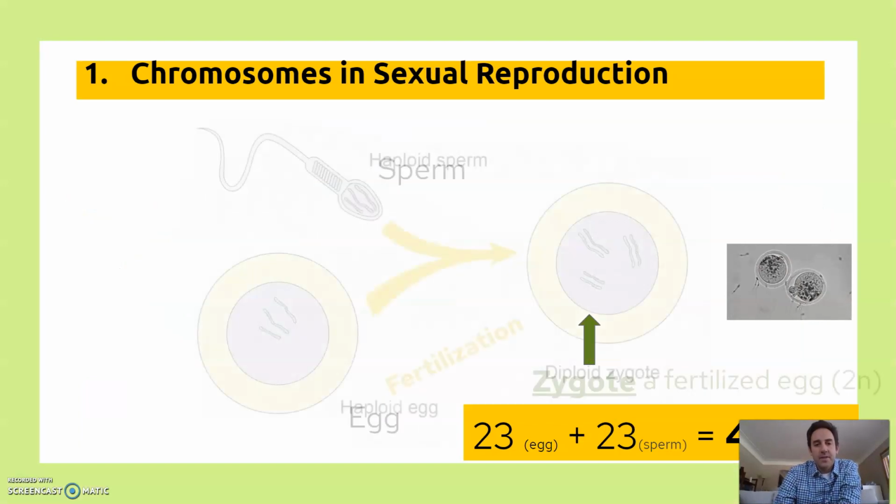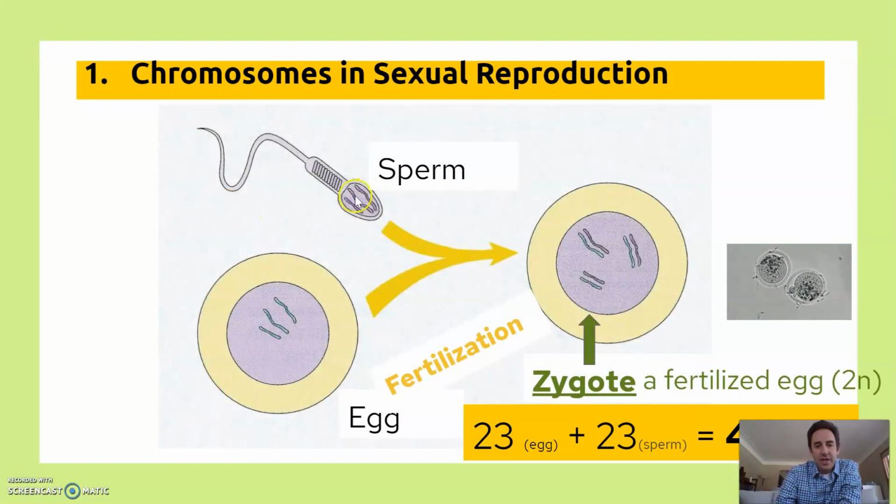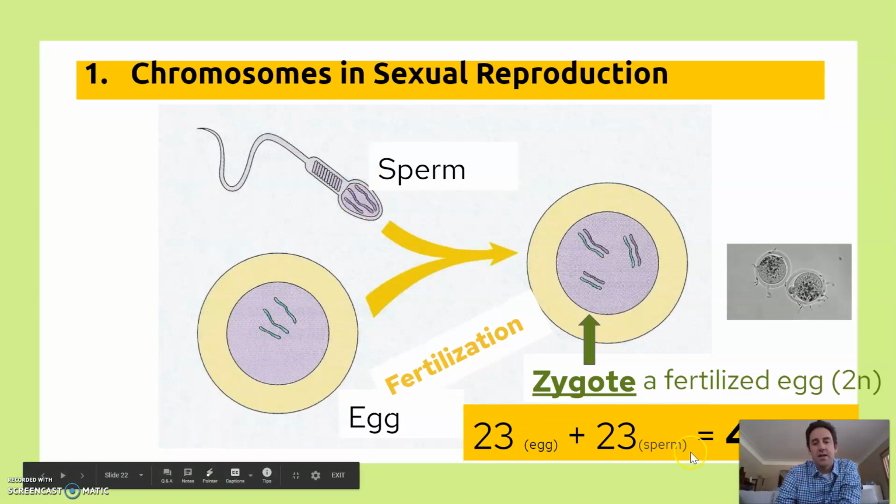So again, the sperm and egg each have half the genetic material. In the case of humans, 23 chromosomes come from the egg, 23 come from the sperm, and they join together to form the zygote, which has 46 chromosomes. So the sperm and egg are haploid. The zygote is diploid.